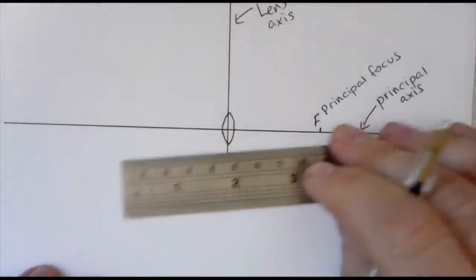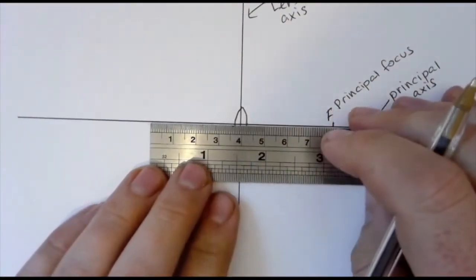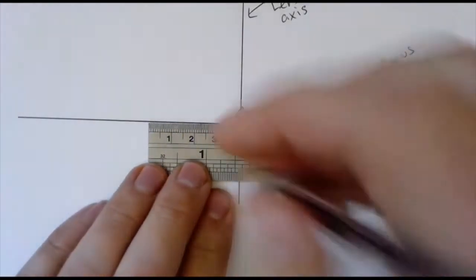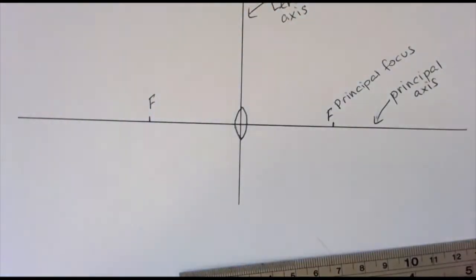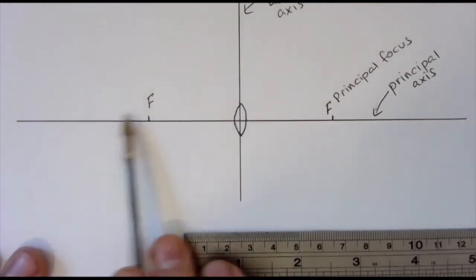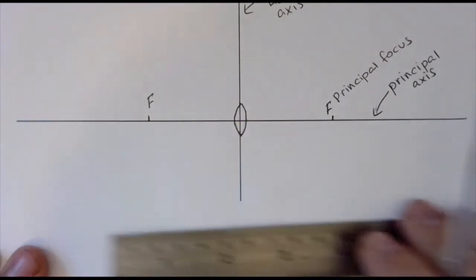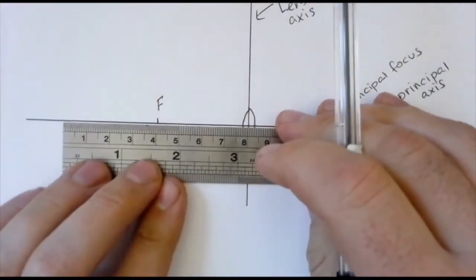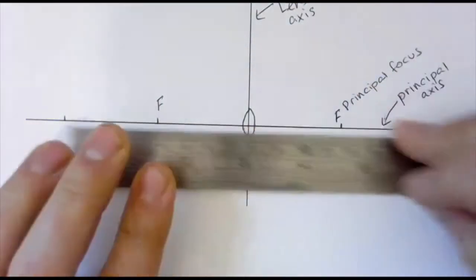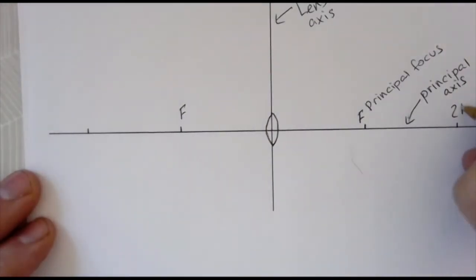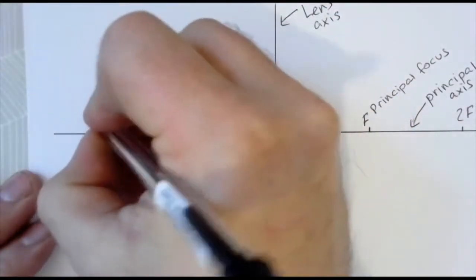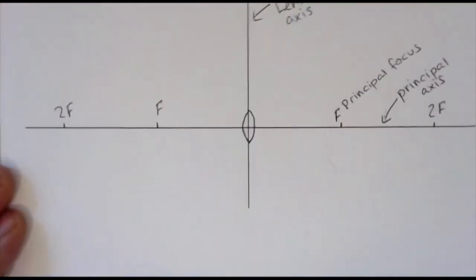On the other side of the lens, because it's symmetrical, we'll have another principal focus, also labelled F. So this focal length here will be 4 centimeters. I'm going to draw another mark 4 centimeters past our first F, on the opposing side, and I'm going to label this 2F, because it's double the focal length.